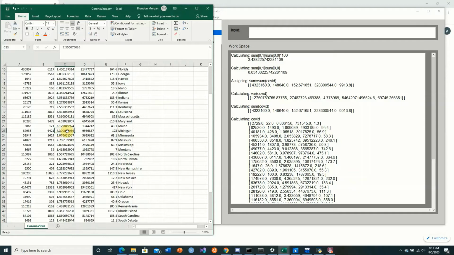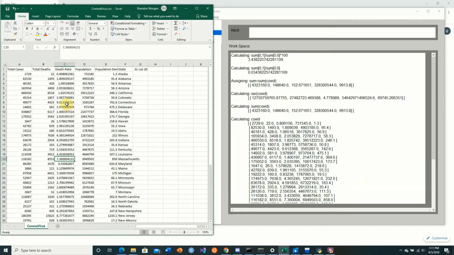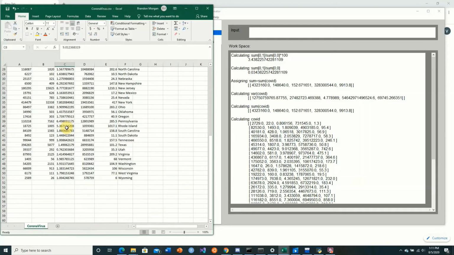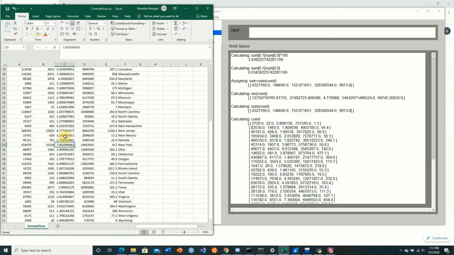So places like Michigan up north, Massachusetts on the east, Connecticut, and then we have Pennsylvania. So there is a little bit of a mixture, but as you can see here, New Jersey and New York have the highest death rates, highest death counts.